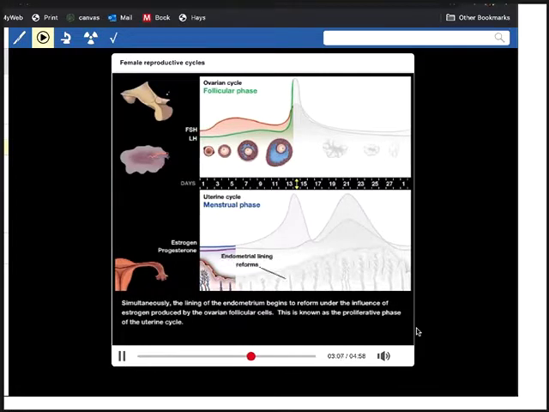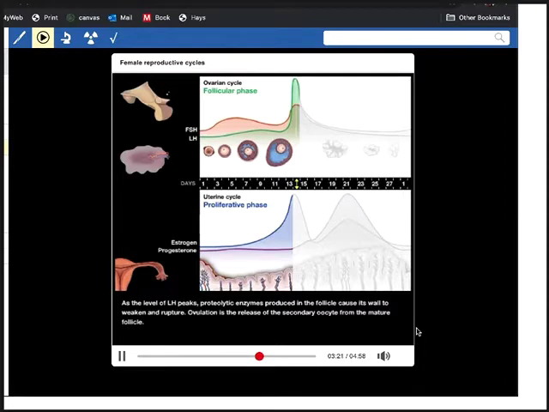Simultaneously, the lining of the endometrium begins to reform under the influence of estrogen produced by the ovarian follicular cells. This is known as the proliferative phase of the uterine cycle. As the level of LH peaks, proteolytic enzymes produced in the follicle cause its wall to weaken and rupture. Ovulation is the release of the secondary oocyte from the mature follicle.